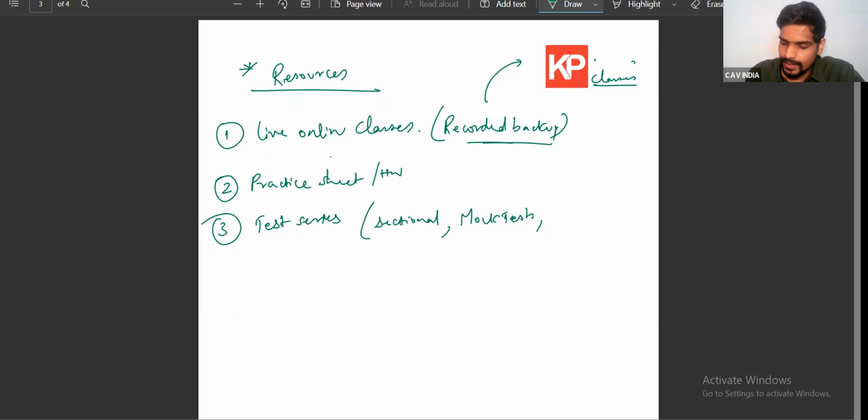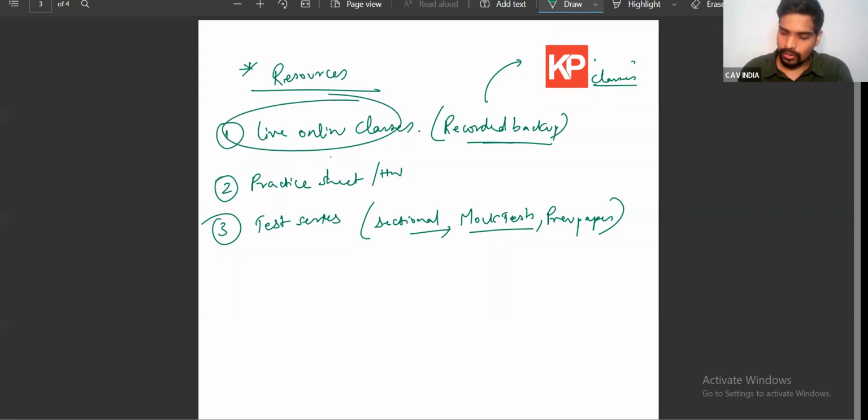So mock tests, sectional tests, mock tests which replicate the original pattern of the exam, and also the previous papers. Previous exam papers with detailed explanation and solutions will be available for your self-preparation. So there is equal importance on the classes and also the self-preparation aspect. So 2 and 3 basically focus on self-preparation. We provide you the best available sources for your preparation.